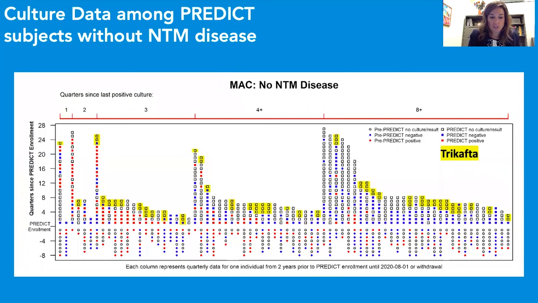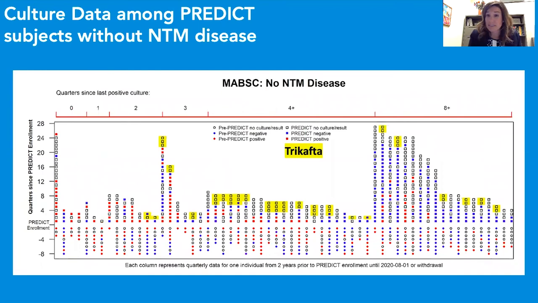So here is a summary of the culture data among PREDICT subjects without NTM disease diagnosed, and we're starting with those with MAC. We're just starting to see some patterns emerge in this group of subjects. Toward the left side of the screen, you'll see that there are many patients with pretty persistently positive cultures. So they would meet microbiologic criteria for disease, but have not yet met clinical criteria, so have not had that disease diagnosis made. Toward the middle, we see clustering of subjects who have intermittent positive cultures. And then on the right, we see patients who had historic positive cultures, then enrolled in PREDICT, and then have been pretty persistently negative since enrollment.